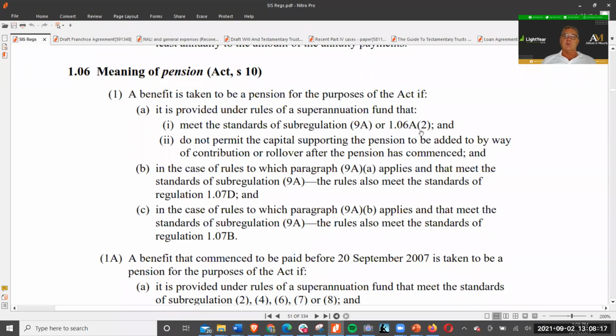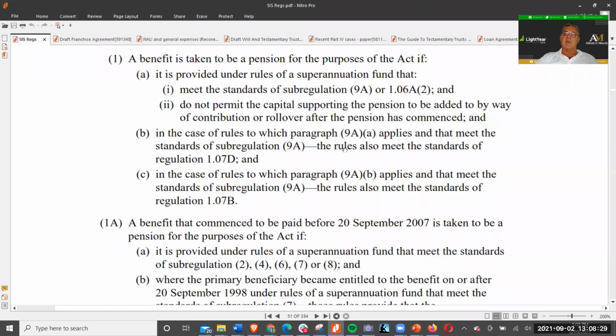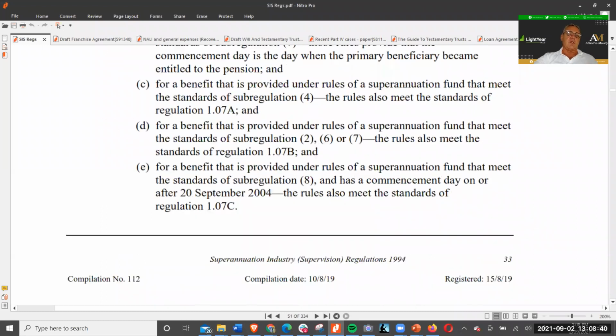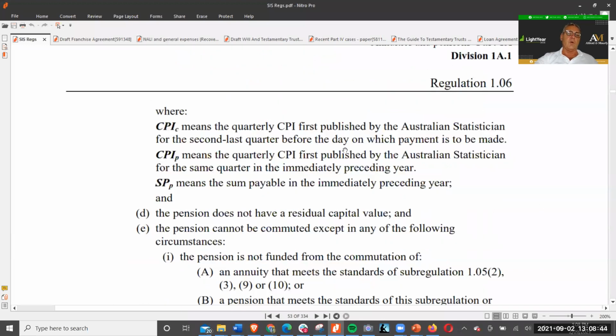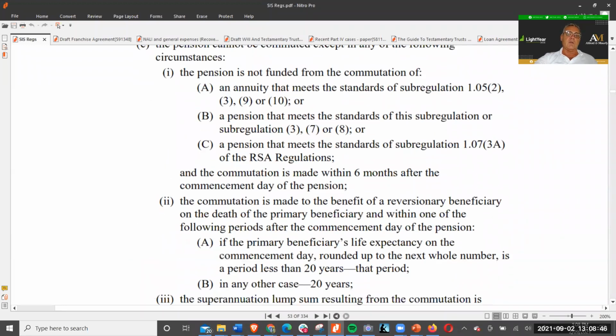you can still do it through a larger super fund, but not through an SMSF, and it does not permit the capital supporting the pension to be added to by way of a contribution or rollover. So again, we've just got to be careful about it. We can add a reversion, but we can't add capital to it. If we want to add capital, we have to roll it back and then recommence it. If I just go down, I just want to show you this 1.062. And importantly, I'm just going to go through there.